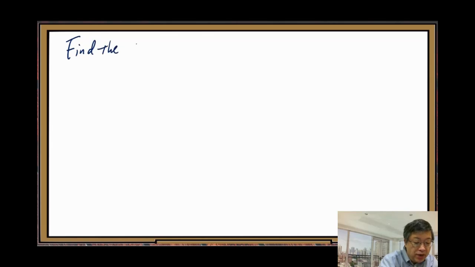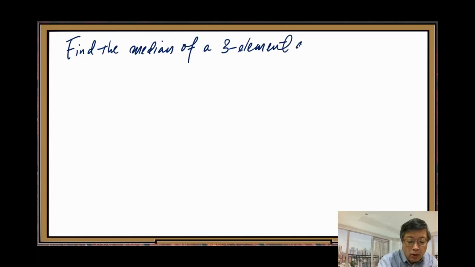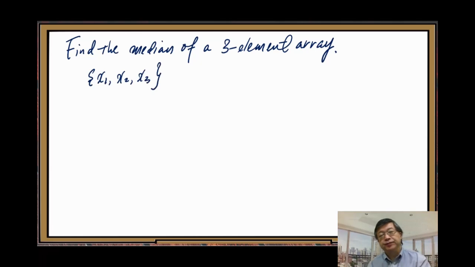the median of a 3-element array. This one should be pretty easy, right? So for the 3-element array, we can use x1, x2, and x3.